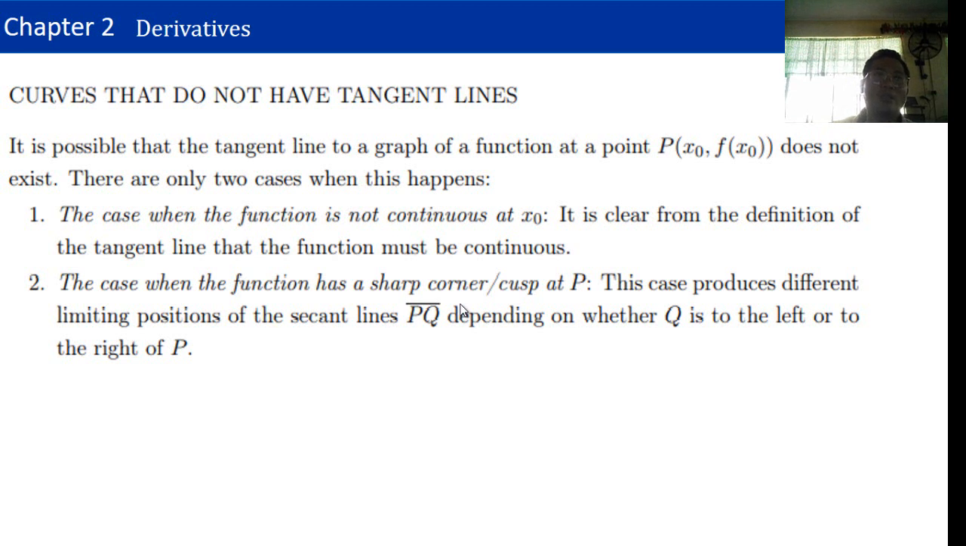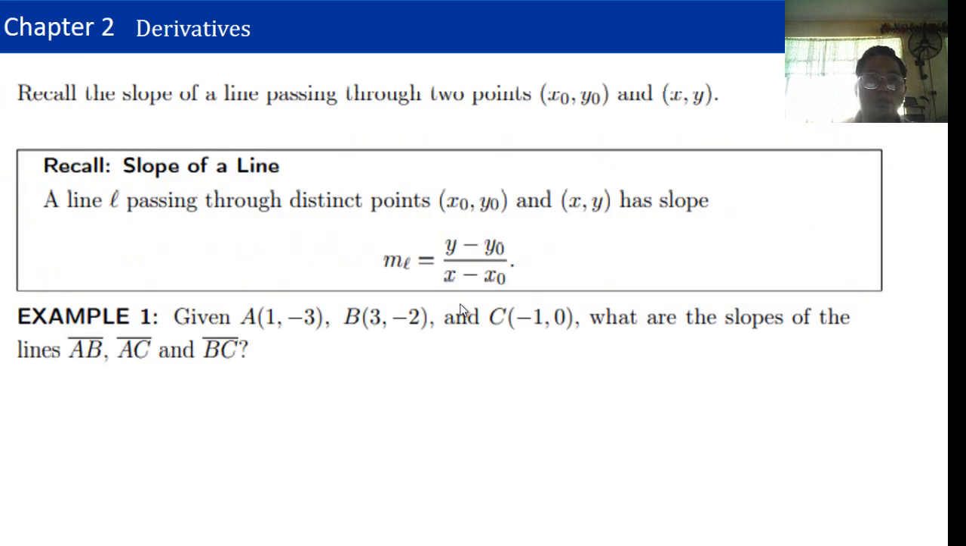So at point P, kung dyan siya sa turning point ng P, we cannot find the tangent line referring to that. Recall the slope of a line passing through the points x sub o, y sub o, and x, y. Alam natin ito sa ating grade 7 to grade 10 that our slope is defined as y sub 2 minus y sub 1 over x sub 2 minus x sub 1. So in here, the first point, this is the second point, the y in the second coordinate minus the y in the first coordinate over the x in the second coordinate minus the x in the first coordinate.